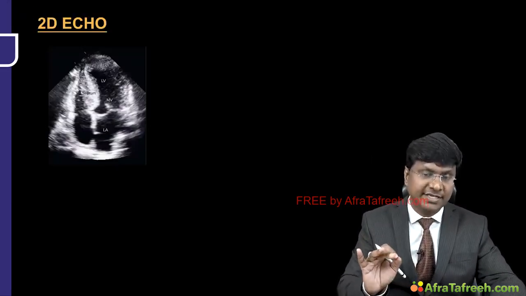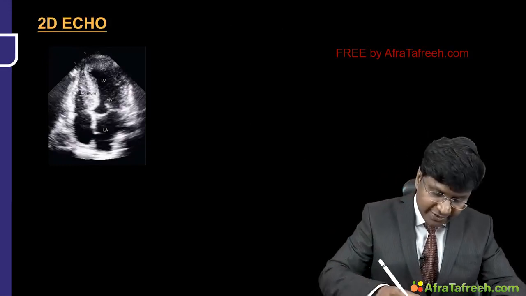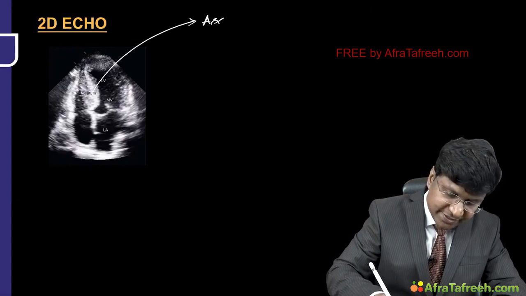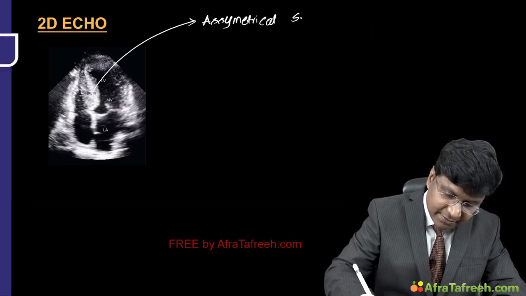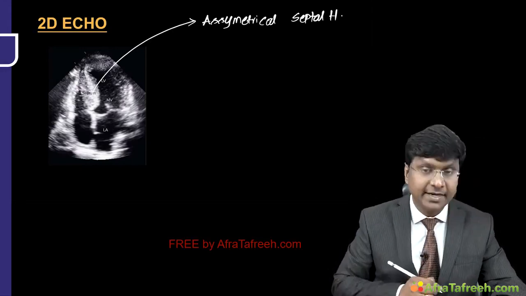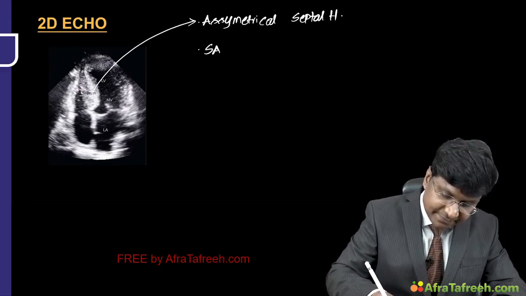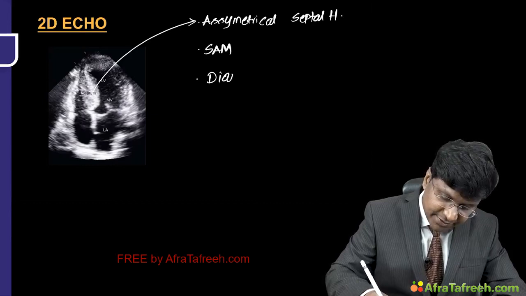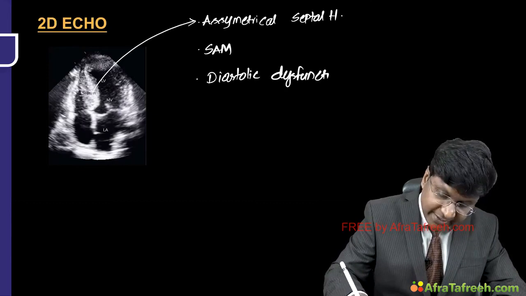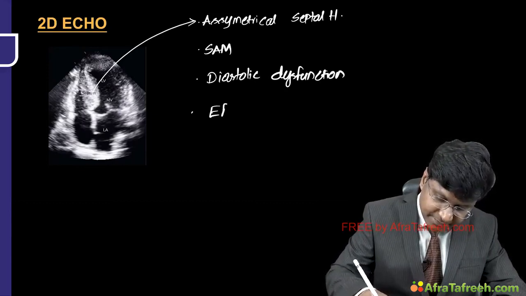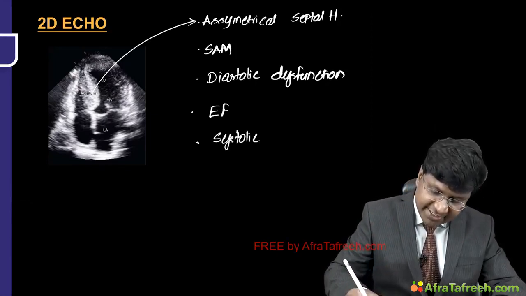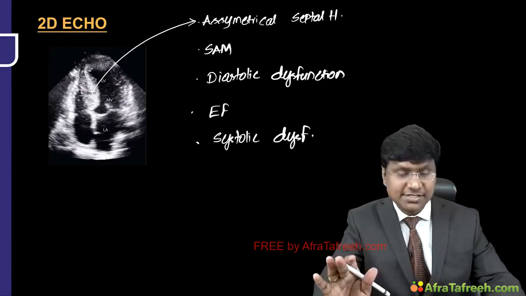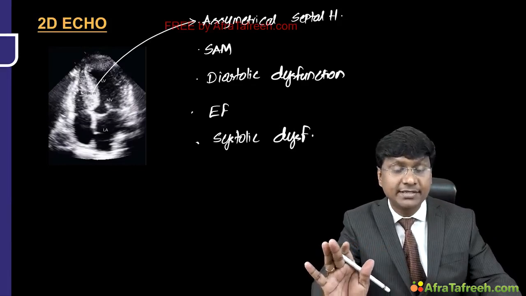But what is the first line investigation? That will be your 2D echo. So what will the 2D echo show? The 2D echo will show you the presence of asymmetrical septal hypertrophy, right? You will also identify the SAM, and you can also measure the diastolic dysfunction. You can also calculate the ejection fraction, and you will also be able to make out if there is any systolic dysfunction. So these are all the things that you will be able to make out by doing the 2D echo.